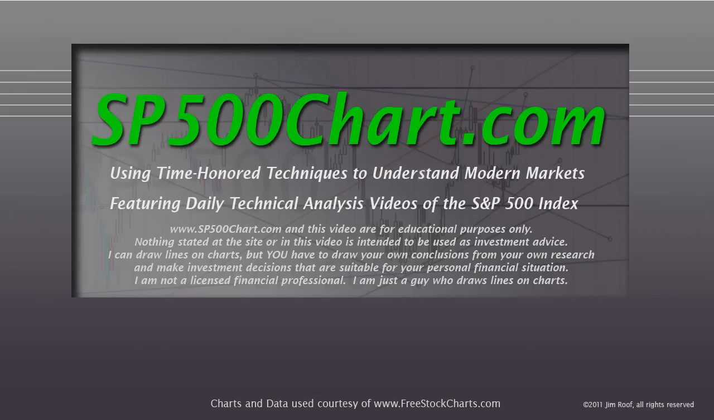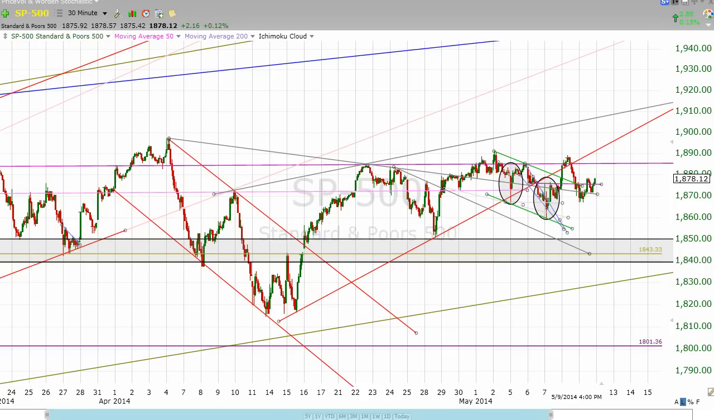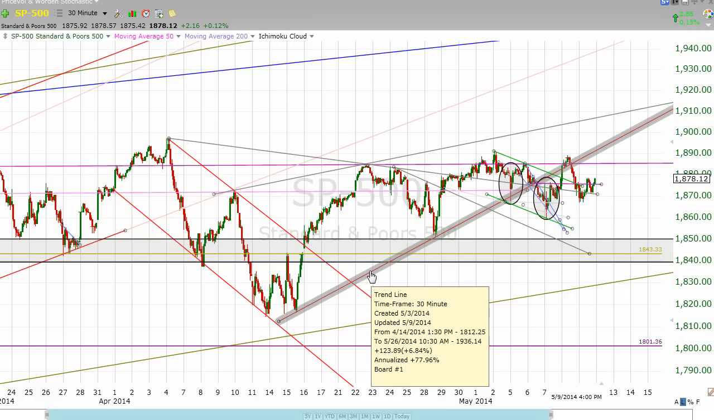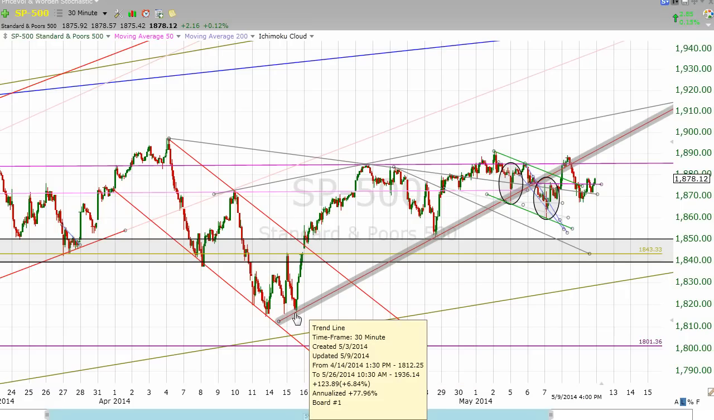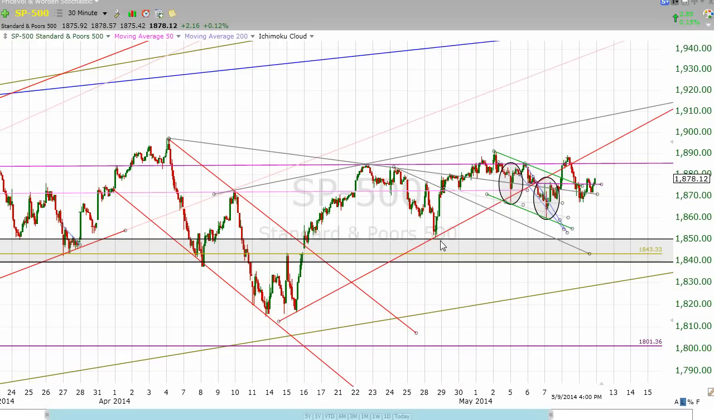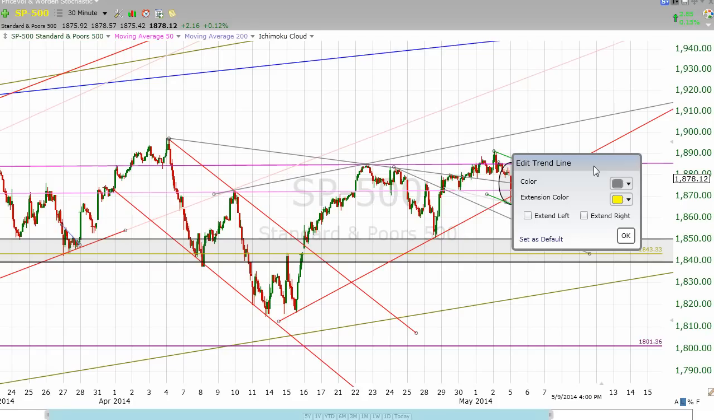Let's take a look, starting off on a 30-minute chart. I had this line on the chart because it was drawn from the lows of the middle part of April to the low near the end of April, and we dropped down underneath this line and then sort of back tested it. But I'll be honest with you, there's something about this line and this line right here that just look a little odd to my eye.